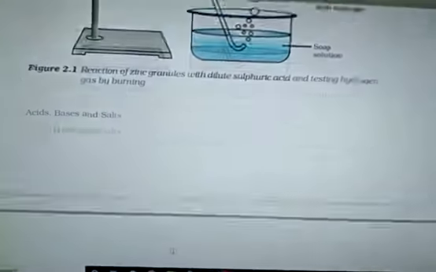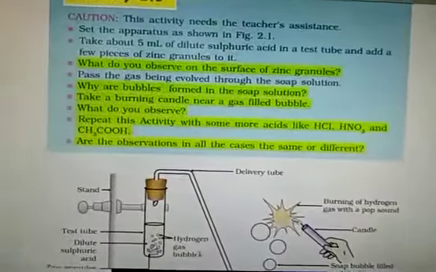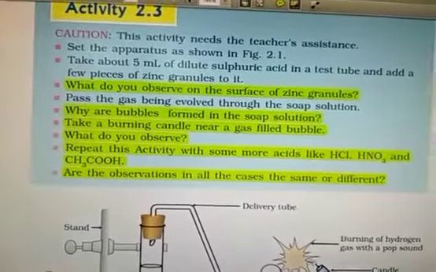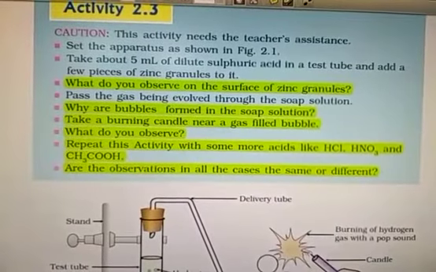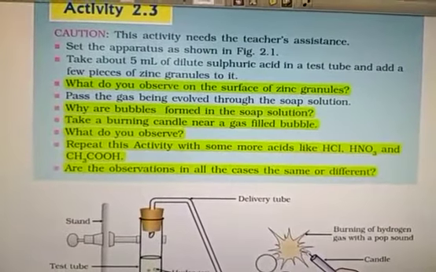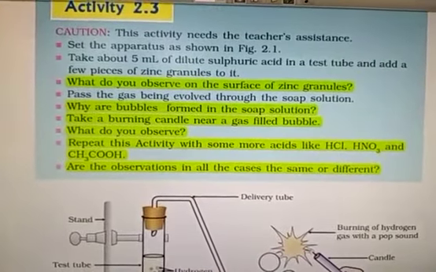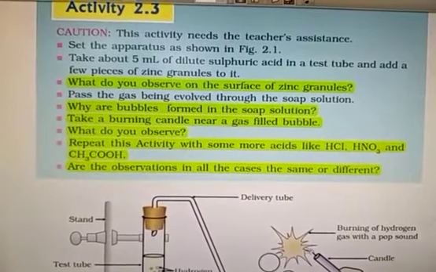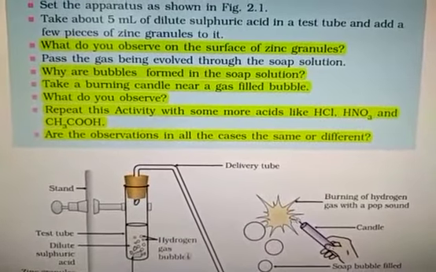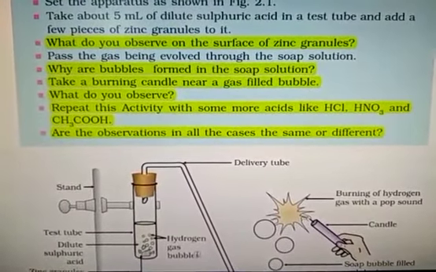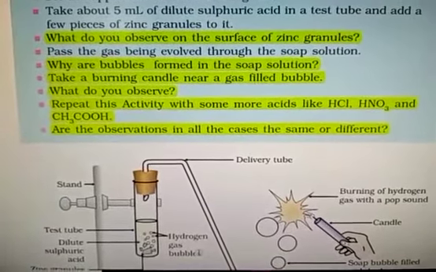Now we can do this experiment with some other acids, but first we give the answers to the questions. What do you observe on the surface of zinc granules? You will see bubbles of colorless, odorless gas. Why are bubbles formed in the soap solution? Because this gas is insoluble in water and it is a lighter gas, so it forms bubbles. Take a burning candle, it burns with a pop sound. When you repeat this experiment with HCl, HNO3 and acetic acid, listen very carefully. With HCl you get almost the same observation. With nitric acid no hydrogen gas will be released.